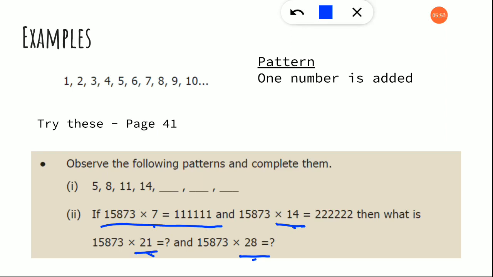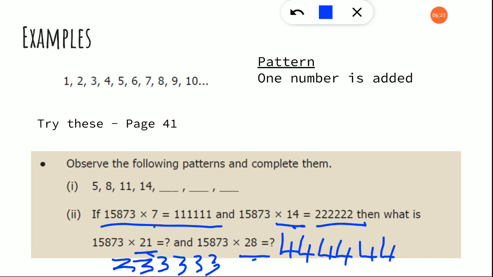So one pattern we have spotted. So what will be the answer? Instead of sitting and multiplying, if we spot the pattern, it is very easy to solve, right? So 15,873 into 21 will give you how many threes? It is going to give you 6 threes. Okay. Now same way the number is multiplied with 28. That means the next pattern will have to be 4s. It will be 6 4s.